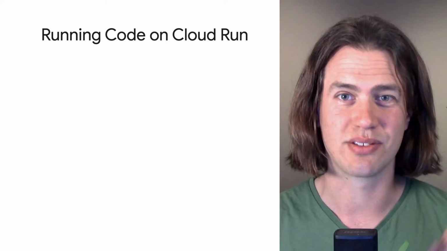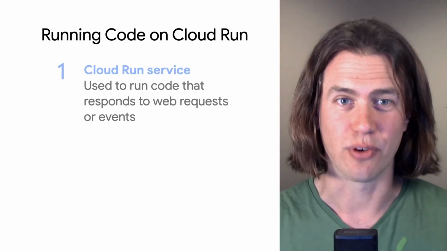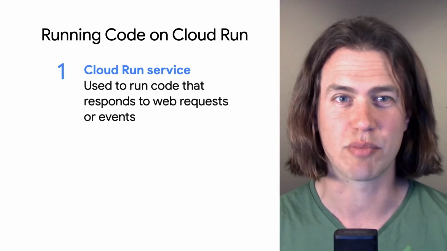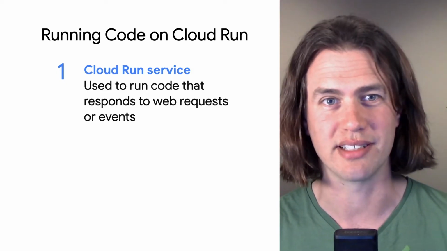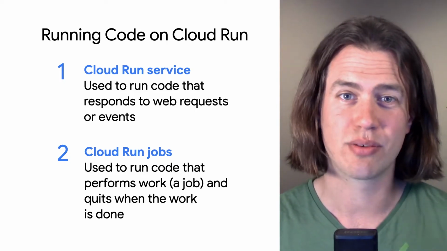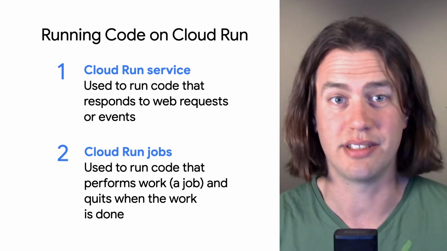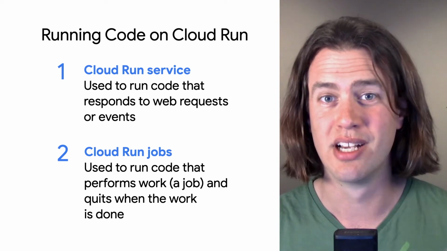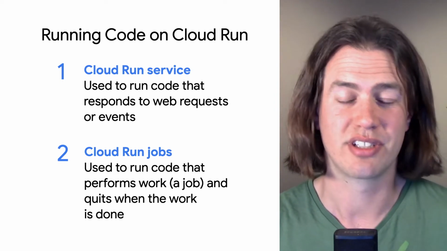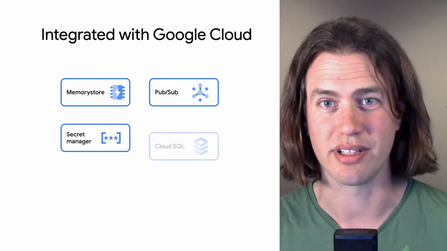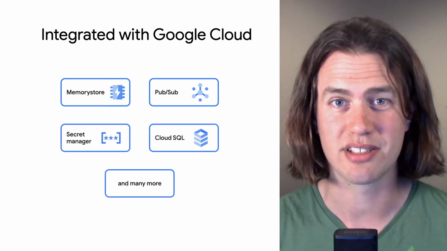There are two ways to run your code on Cloud Run. The first way is a Cloud Run service. It's used for running code that responds to web requests or events. The second way, Cloud Run Jobs, is used to run code that performs work, a job, and stops when that work is done. Examples include running database migrations or generating invoices. Both services and jobs run in the same environment on Cloud Run and can use the same integrations with Google Cloud.